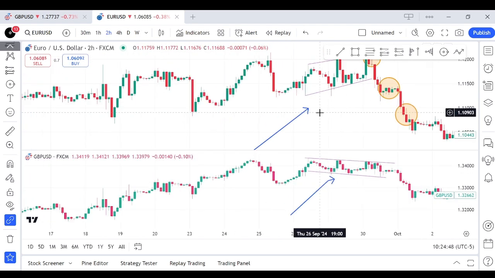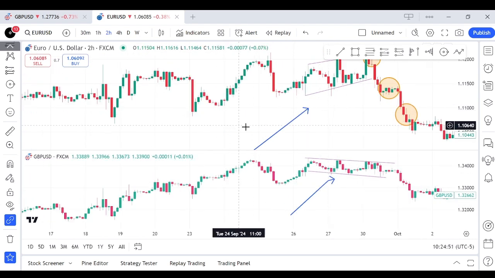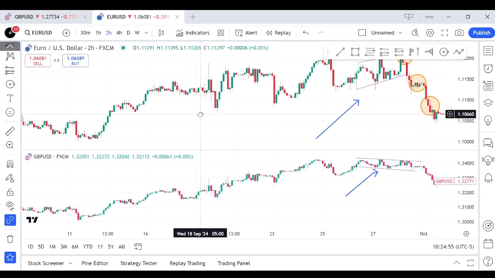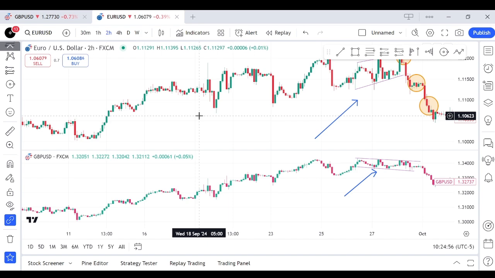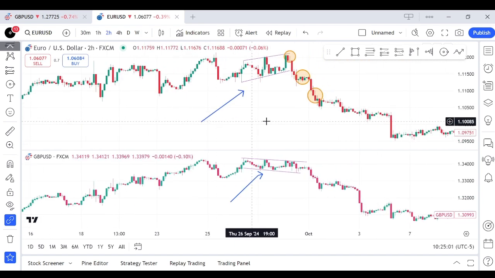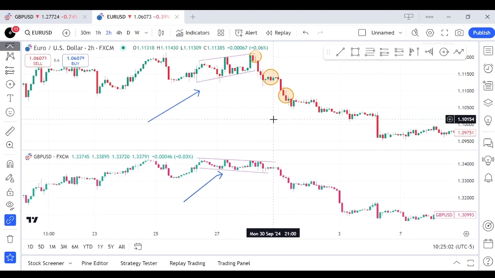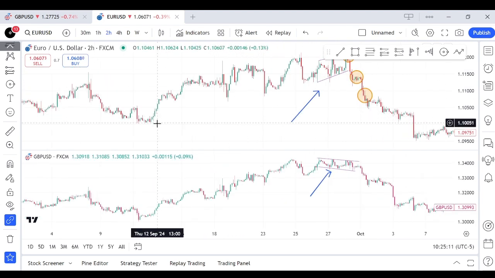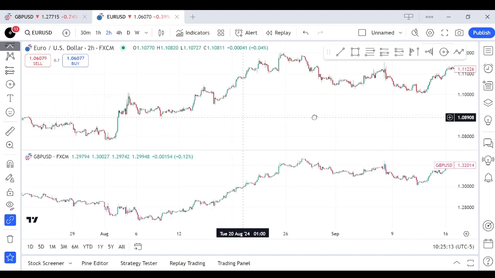So it's always important you confirm your signals. Don't just enter blindly. Look for cues that also confirm your signals. You can also use other indicators like moving average or RSI or the MACD. For example, a moving average would have given us a cross right here, which will help us confirm this trend.